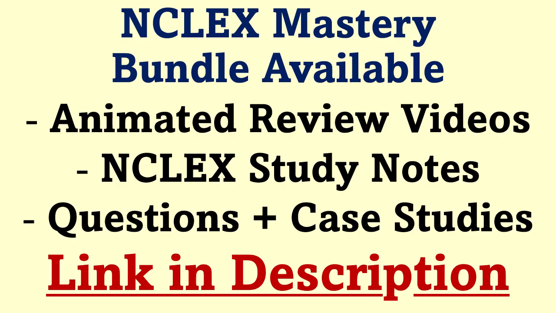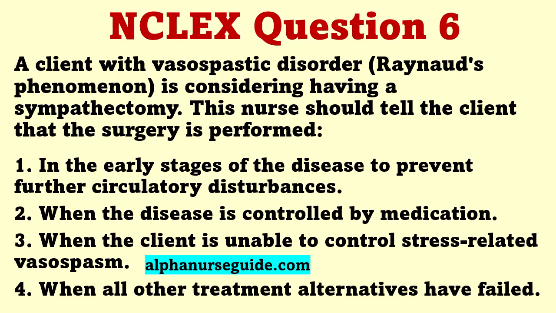Back to the questions. A client with vasospastic disorder, Raynaud's phenomenon, is considering having a sympathectomy. The nurse should tell the client that the surgery is performed: 1. In the early stages of the disease to prevent further circulatory disturbances. 2. When the disease is controlled by medication. 3. When the client is unable to control stress-related vasospasm. 4. When all other treatment alternatives have failed.